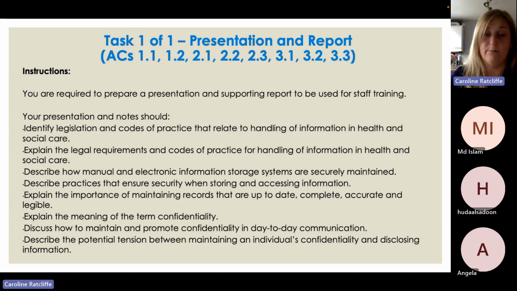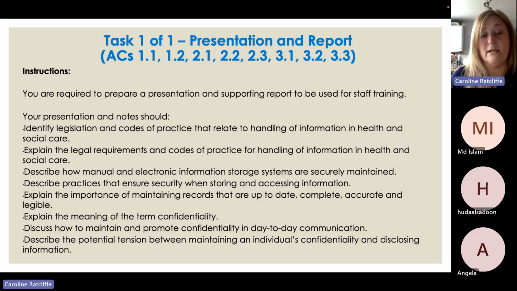You then need to explain the importance of maintaining records that are up to date, complete, accurate, and legible. Again, I've given you multiple examples tonight, so don't forget I am recording this lesson, and the recording will be on Teams. So when you're writing this assignment, you can go back to it at any point if you just think, what did Caroline say about that, or how did she explain it?